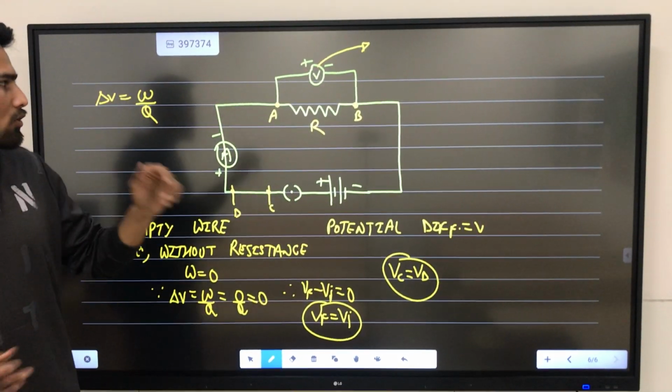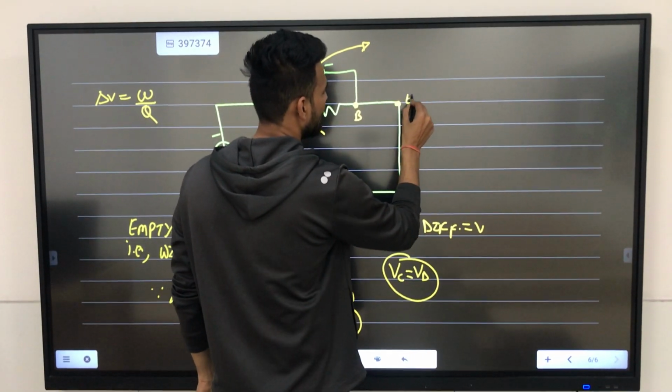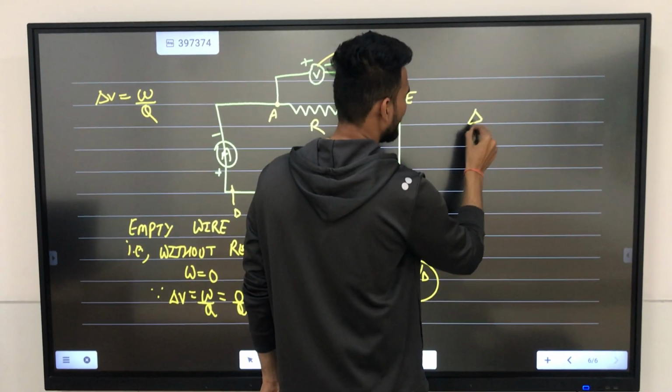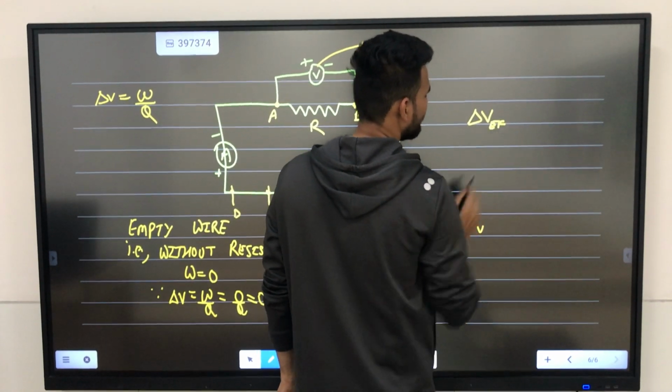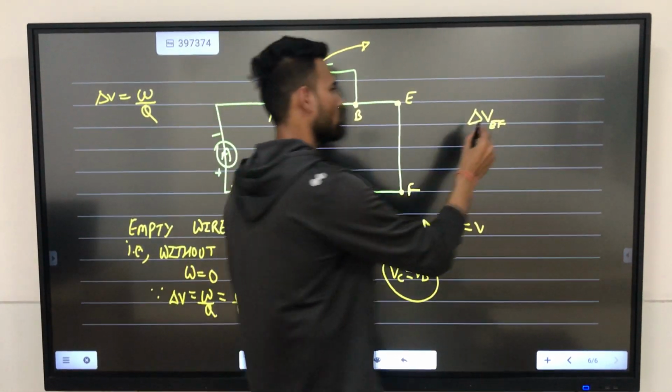Am I clear or not? So if someone is asking that please tell me the potential difference, that is delta V between EF. So what will be the potential difference between EF? Yes, it will be 0.